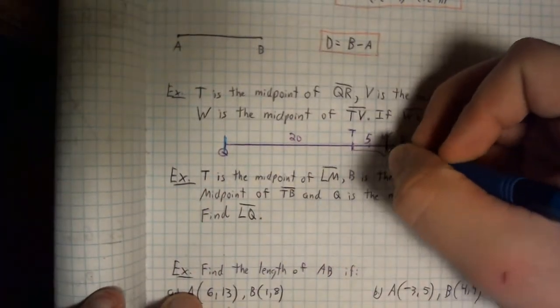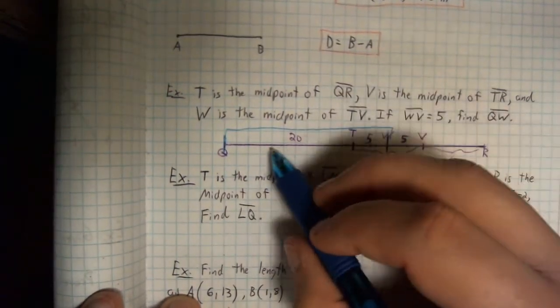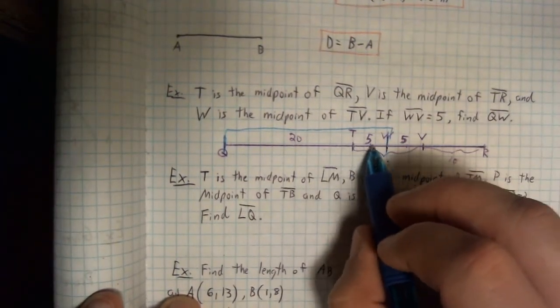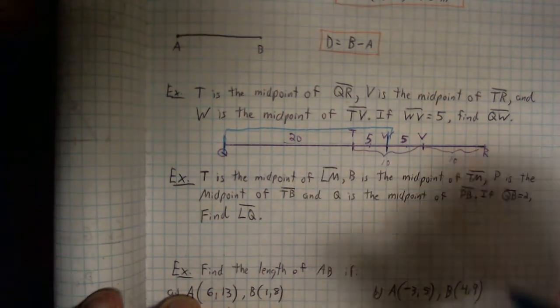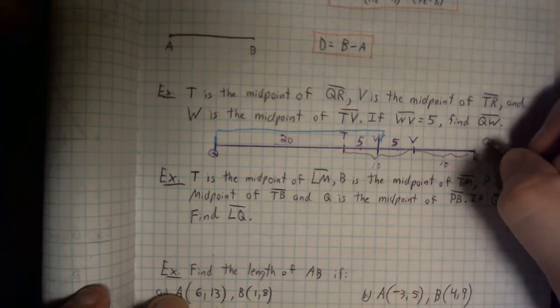QW consists of 20 for QT and 5 for TW. So if we add those two lengths together, we find that QW is 25.